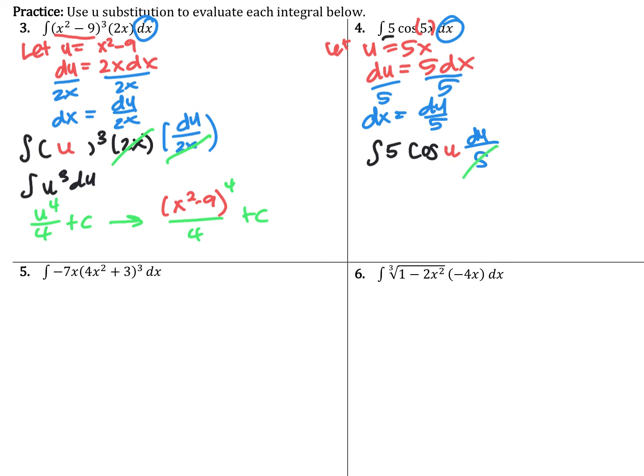So this divided by 5 and multiplied by 5 are going to go away. So I have the integral of cosine of u du. What do I take the derivative of to get cosine? I take the derivative of sine. So this is going to be sine of u plus c. And then I'm going to plug u back in. And u on this problem was 5x.